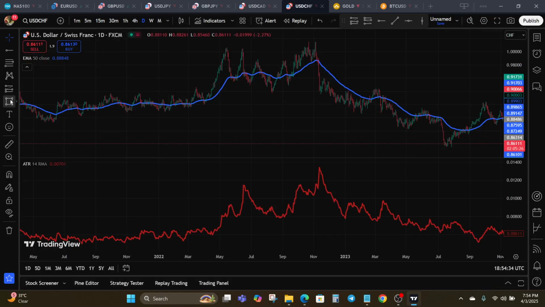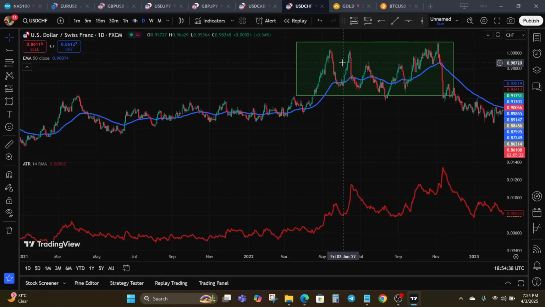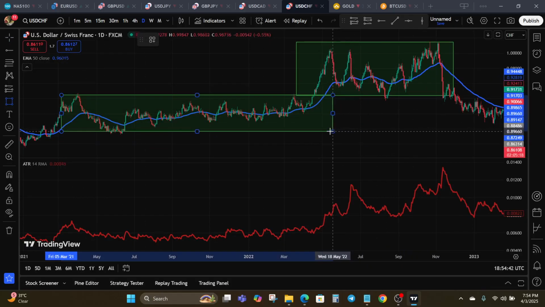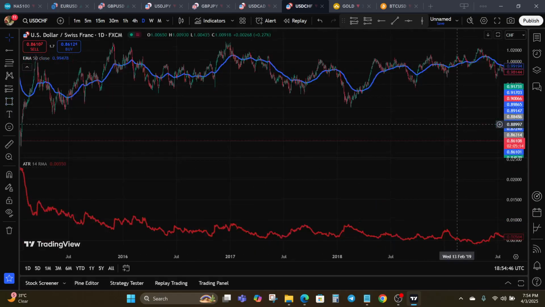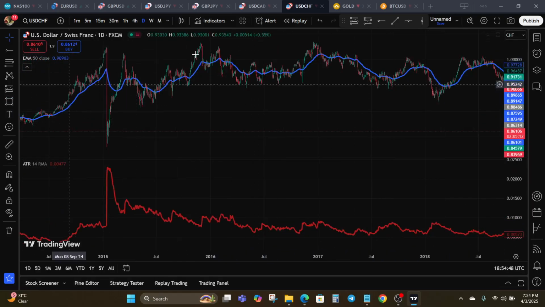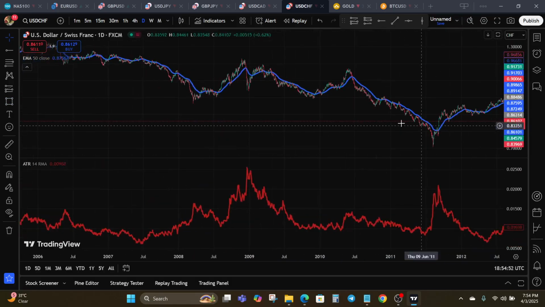You can see sideways conditions such as this. This was a sideways market, so avoid trading during sideways markets. Just focus on trending markets. You can see we had another sideways market around here. But this is a trending market. So when you have a sideways market, just stay out.